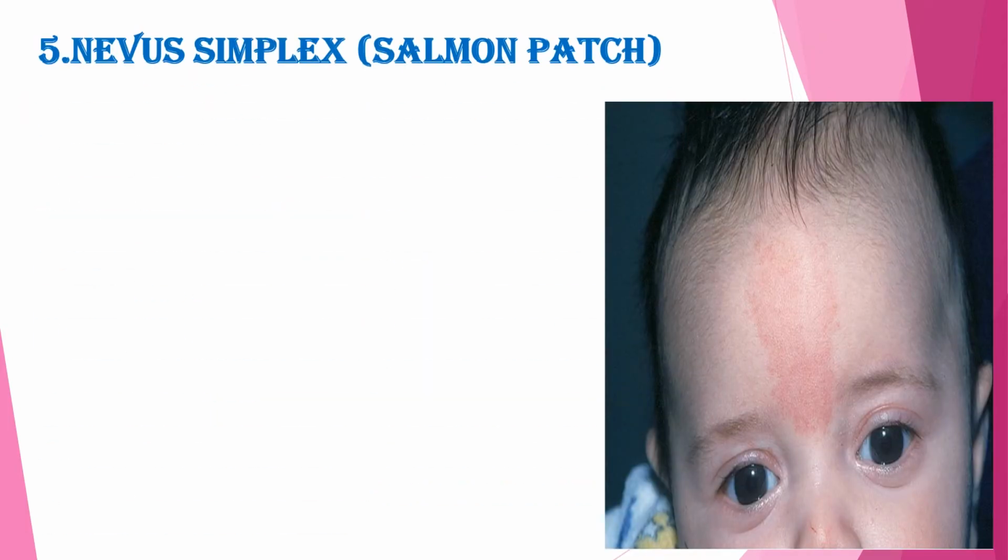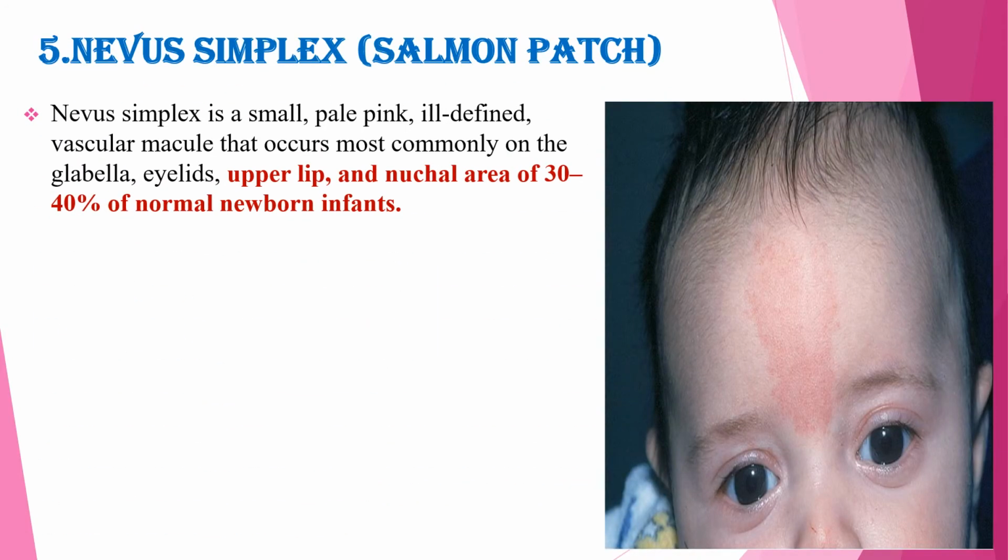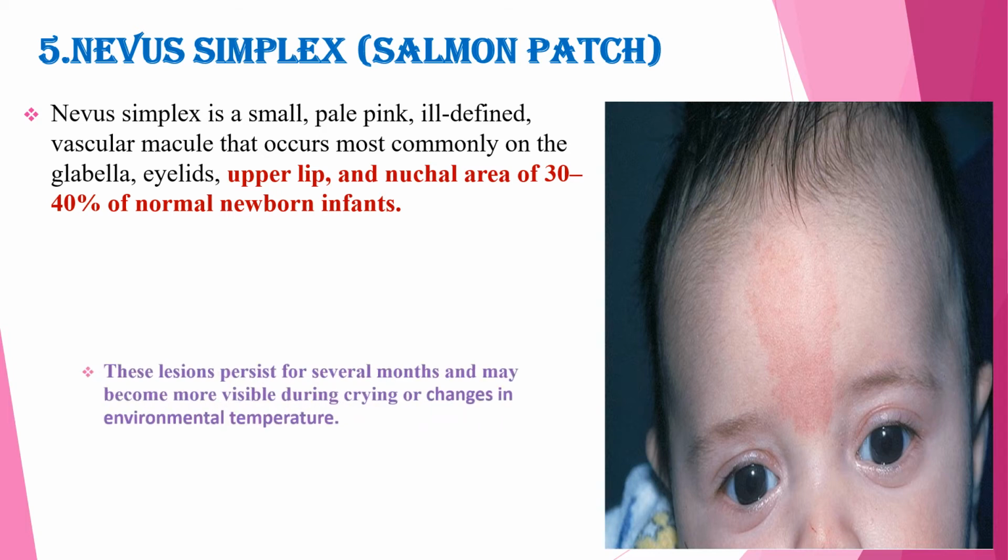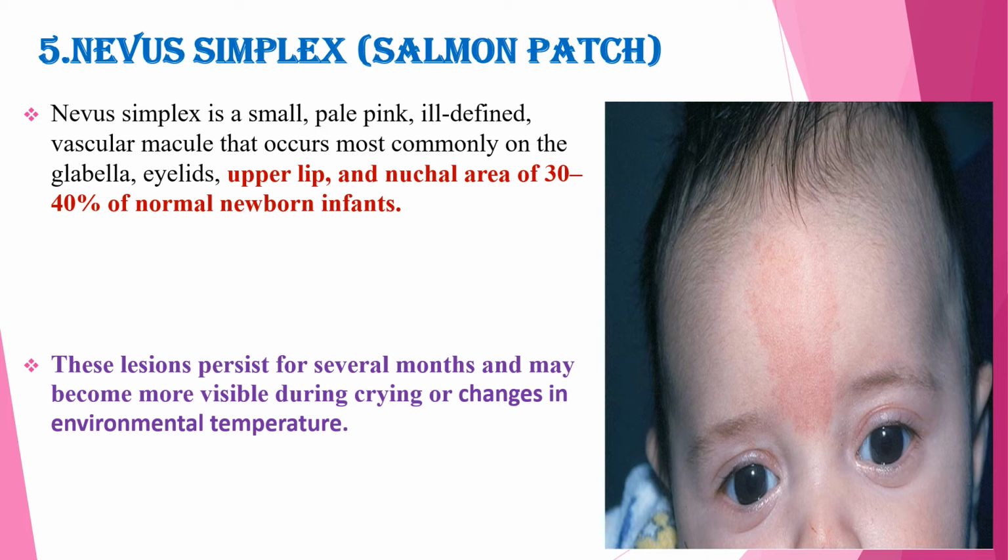The fifth one is nevus simplex or salmon patch. As you see on the image, nevus simplex is a small, pale pink, ill-defined vascular macule that occurs most commonly on the glabella, eyelids, upper lip, and nuchal area of 30 to 40% of normal newborn infants. These lesions persist for several months and might become more visible during crying or change in environmental temperature.